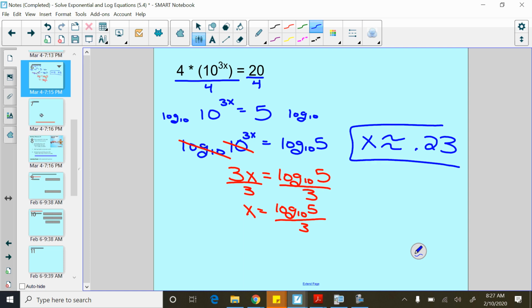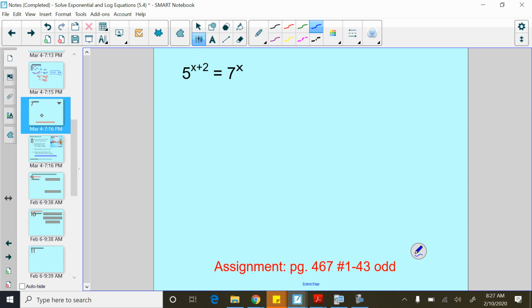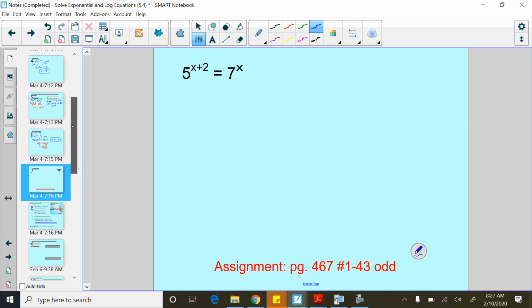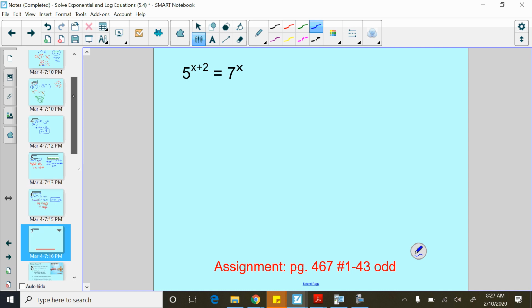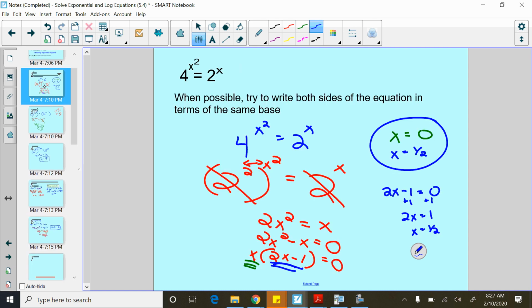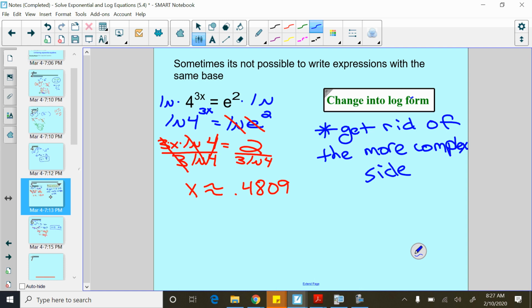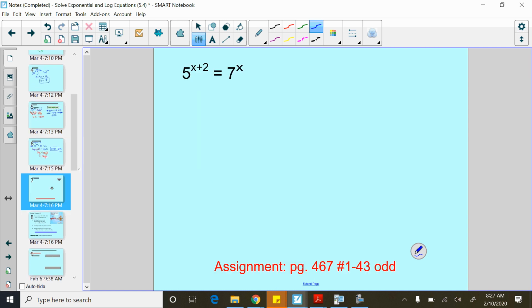Now, as we look at the next question, these are, I think, harder than any log question you're going to see, because these bases are completely different. You have a log base 5 and a log base 7. So if you remember, when we did our notes prior and we had to make a decision about which base to choose, we said that we want to get rid of the more complex side. That's always what our goal is: get rid of the more complex side.